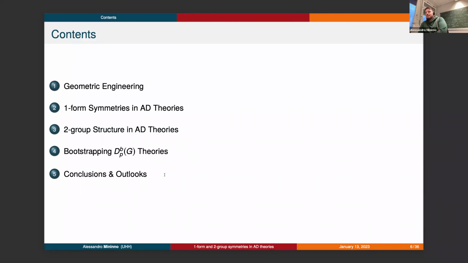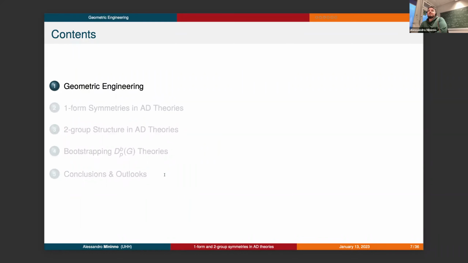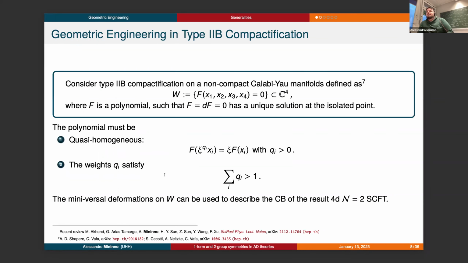So this is the usual content. Let's see what we mean by geometric engineering. Consider type IIB compactification on a non-compact Calabi-Yau, and this non-compact Calabi-Yau is defined as the zero locus of a certain polynomial in C^4. For instance, we require that f equals 0 and the gradient equal to 0 has a unique solution at the isolated point. Then this polynomial cannot be any kind of polynomial, it must satisfy some quasi-homogeneous relation whose weights of the homogeneity, the sum of them, must be larger than 1.